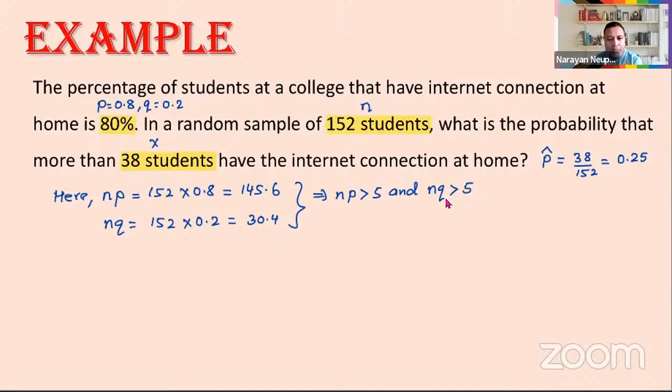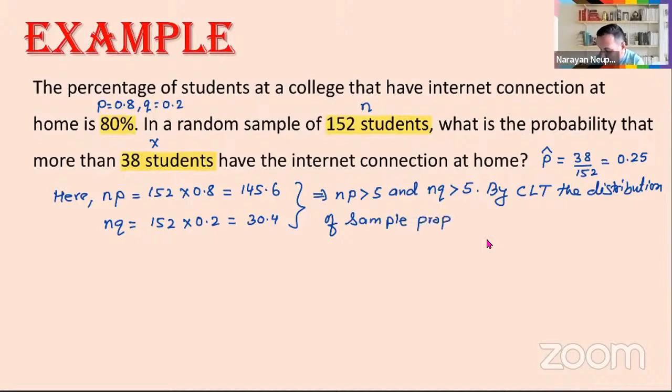So what we know is, if this is true, then according to the central limit theorem, the distribution of the sample proportion is normal. So by the central limit theorem, the distribution of sample proportion is normal.